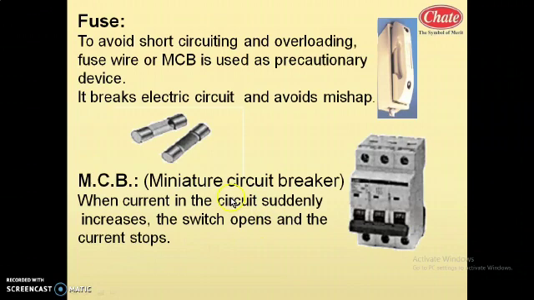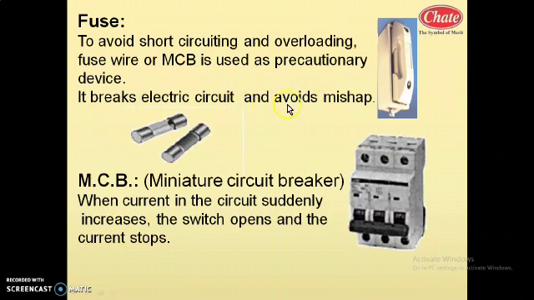Now, to overcome this short circuiting and overloading, here again the heating effect of electric current is used, that is the fuse or MCB. To avoid short circuiting and overloading, a fuse wire or MCB is used as a precautionary device. It breaks the electric circuit and avoids the mishap.